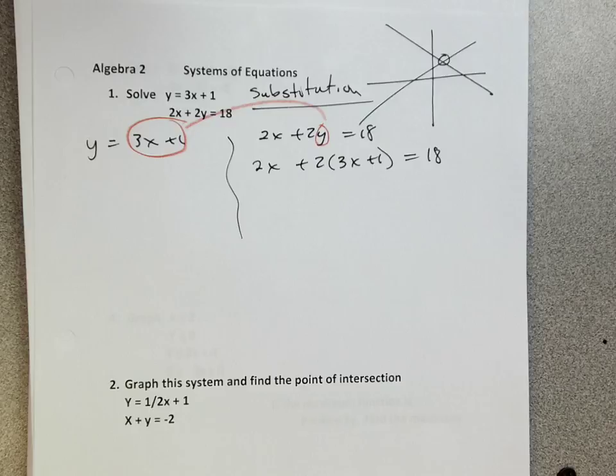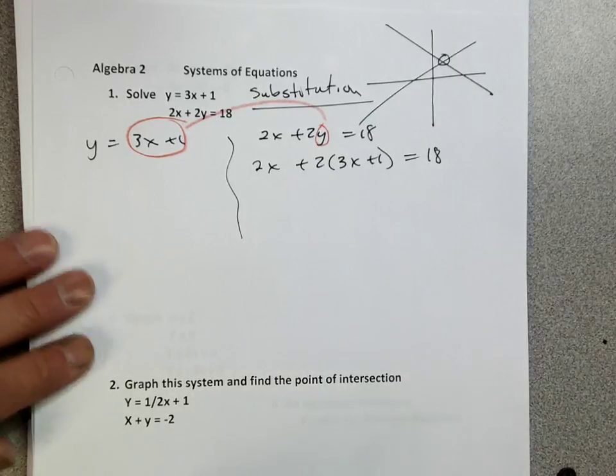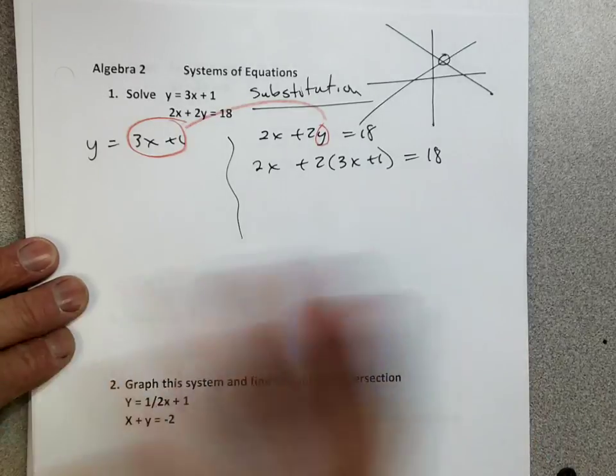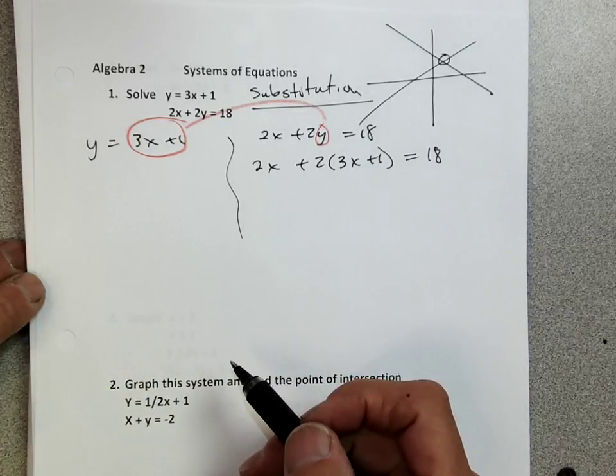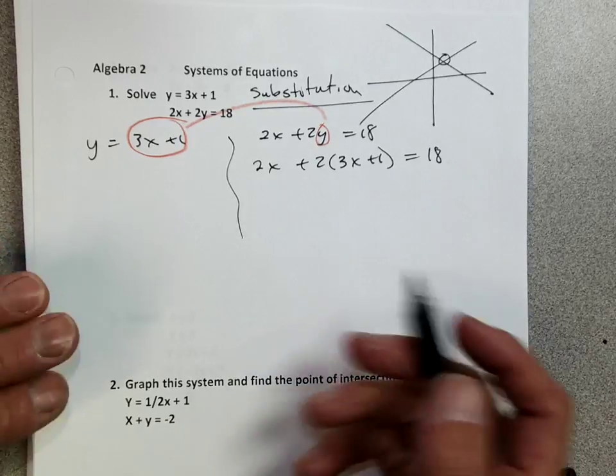Again, this is just one method, but to me this is the easiest method, okay? Substitution is the easiest. I could have graphed it, that would have worked also, but I don't know what kind of answer I'm going to get when I graph. So I think this is the easiest for me.